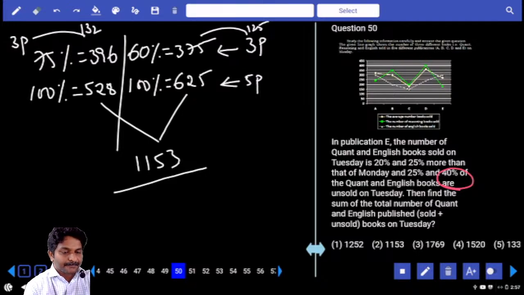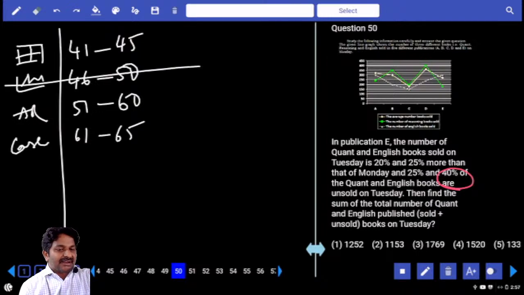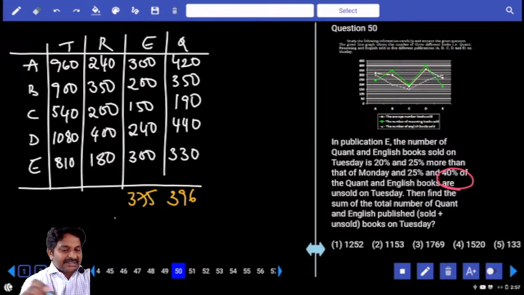Over. Right, this is done. Next. Caselet. Caselet is simple compared with this. 61 onwards.